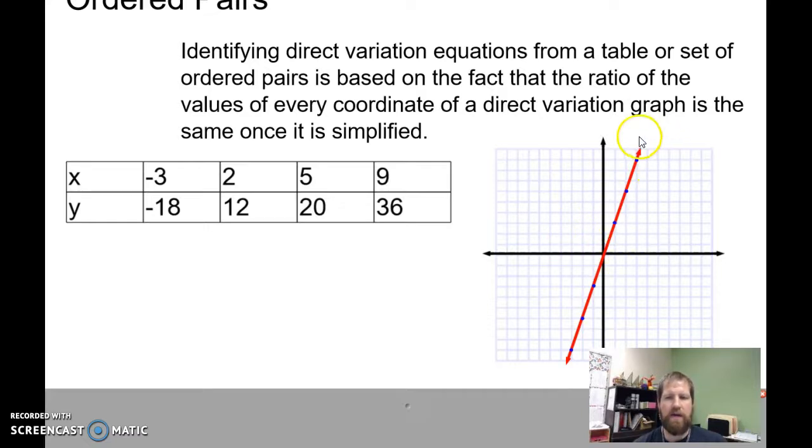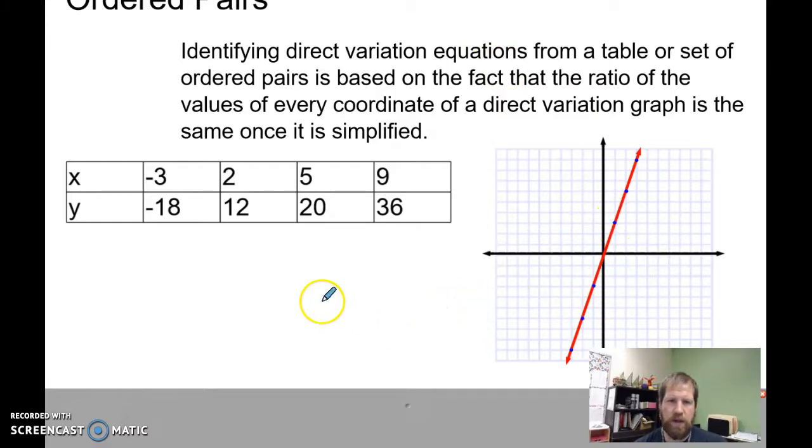If you aren't looking at a graph, if you're looking at a table of values, you don't necessarily know if it's going to go through the origin. That point, 0, 0, might not be in your table. So what you need to look at is the relationship between the values. And if we look at our graph here, we can find a couple points.